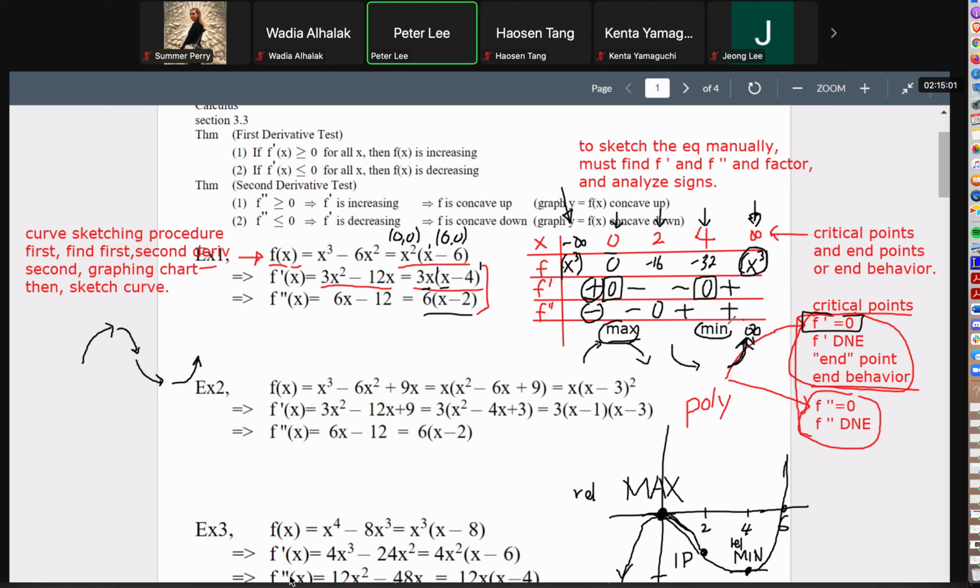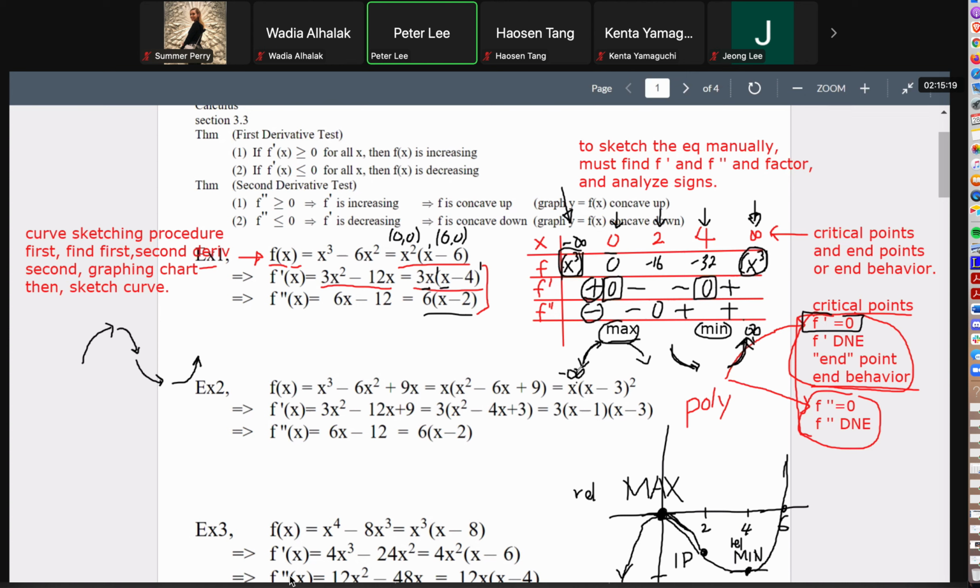And how about this min right here? Well, we have a min right here, it's going down and then going up, right? But then, how about this side? Where does it go? Well, you can get this heading down.